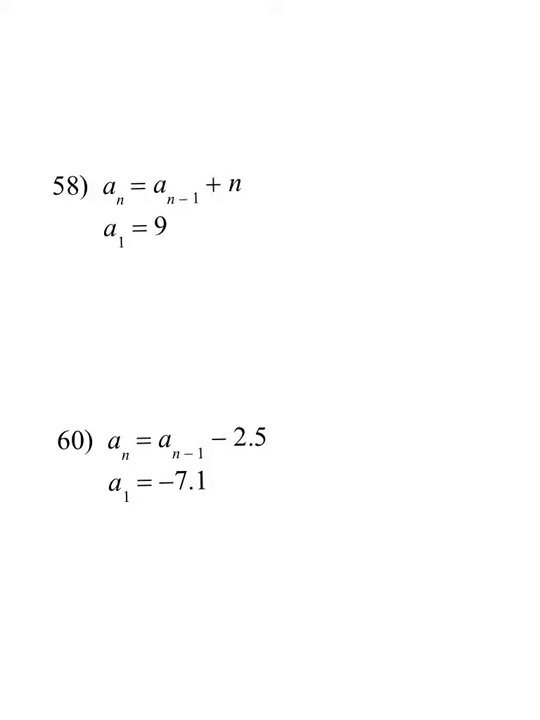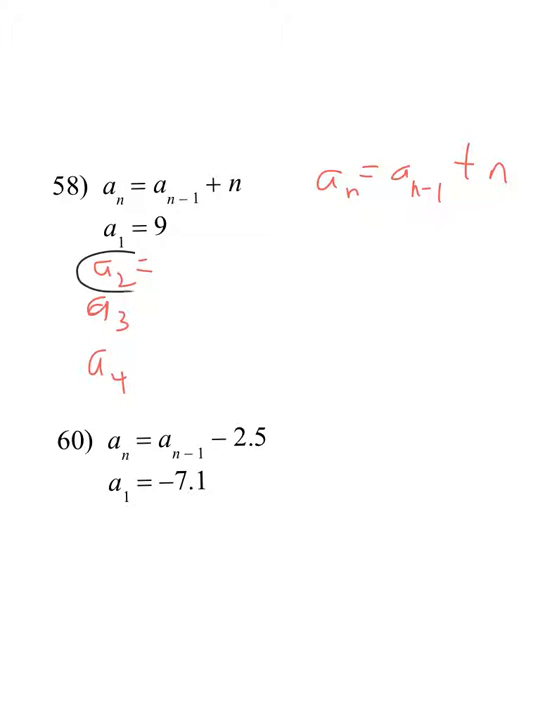We're going to stick with recursion and recursive formulas here, and we're going to do number 58. So again, you're finding the first four terms, which means I already know A1, but I need to find A2, A3, and A4. So here's my recursive formula: A with a subscript of n equals A with a subscript of n minus 1 plus n.